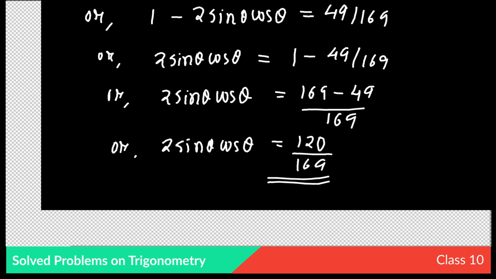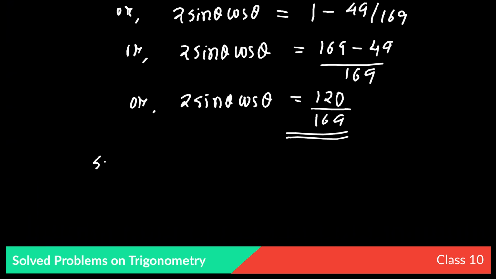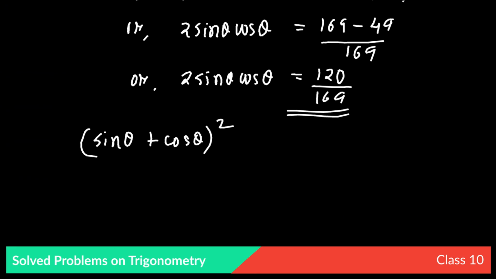Now we have to find the value of sine theta plus cos theta. At first we will take the square of sine theta plus cos theta. That means we will find out the value of sine theta plus cos theta whole square. Then we will take the root of it, and we will get the value of sine theta plus cos theta. So it is sine square theta plus cos square theta plus 2 sine theta cos theta.